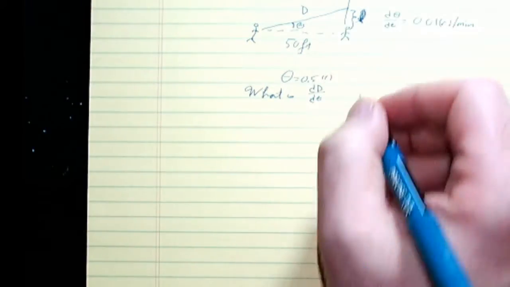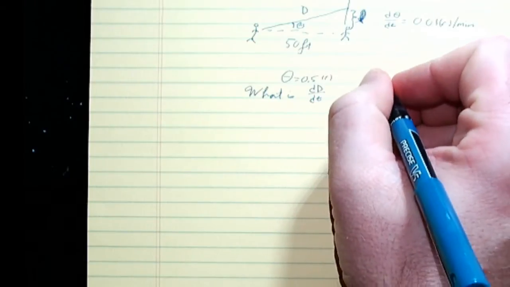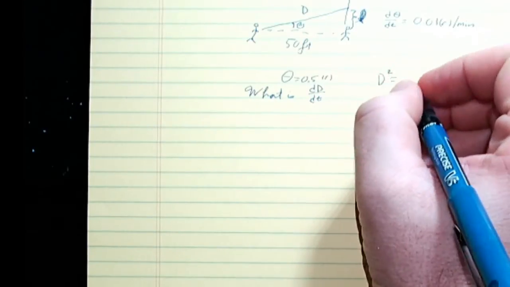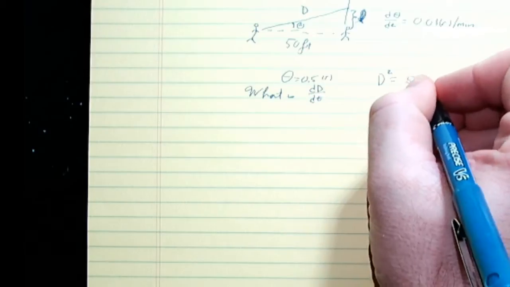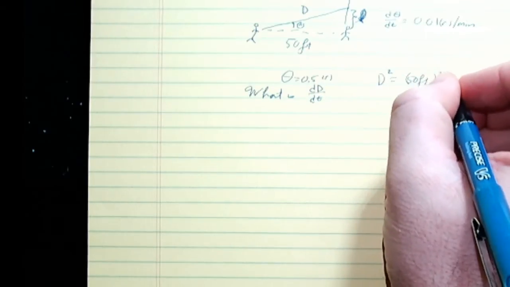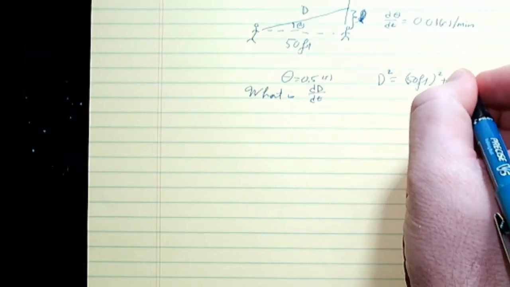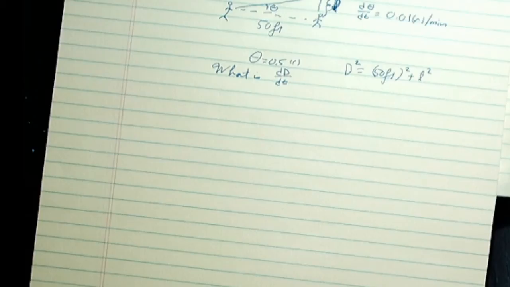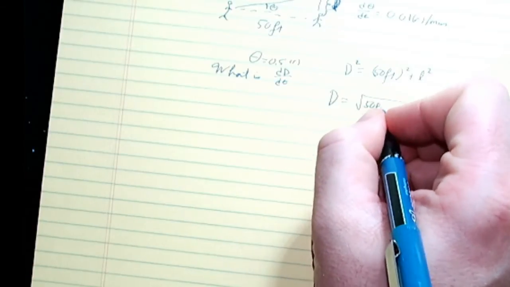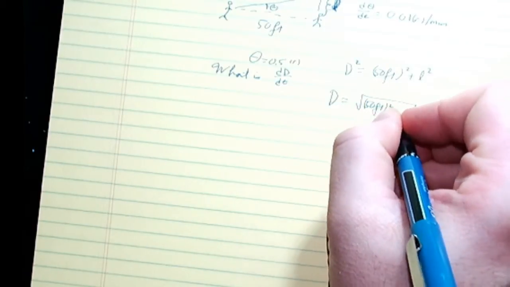So what do you know here? Well, d is the hypotenuse of a triangle, so d squared is equal to 50 feet squared plus L squared. So that's the thing. What we want to know is, what's capital D dt? Well, let's take a look. Let's solve for d. D is equal to the square root of 50 feet quantity squared plus L squared.